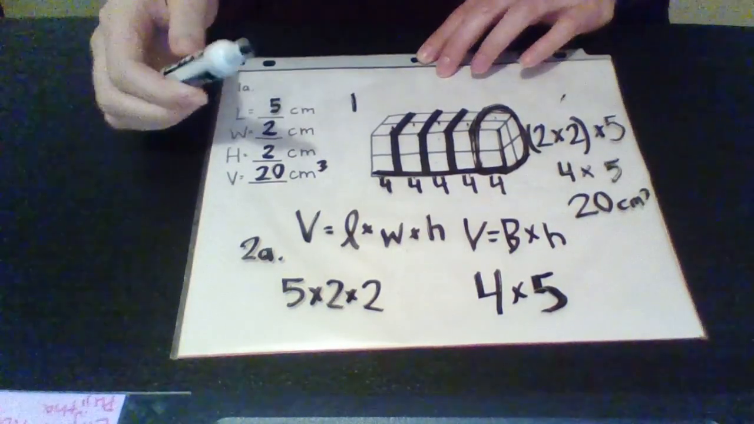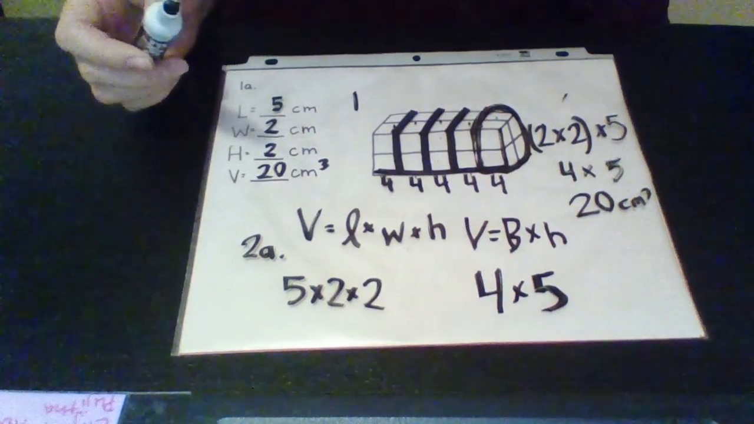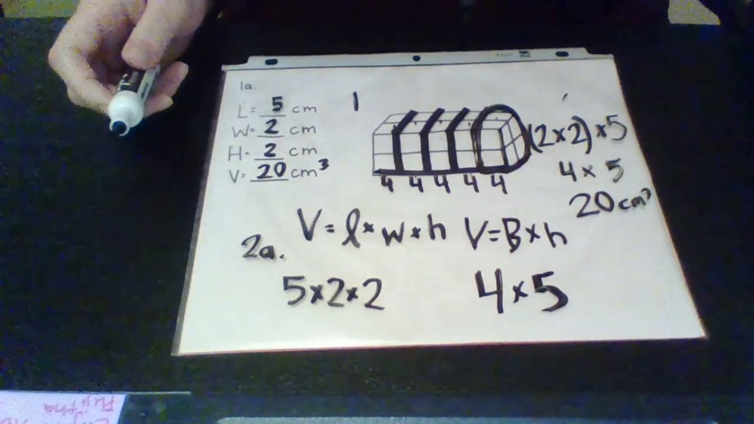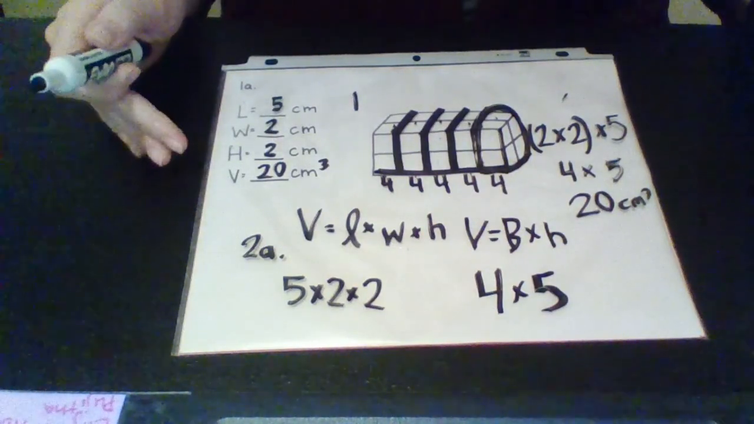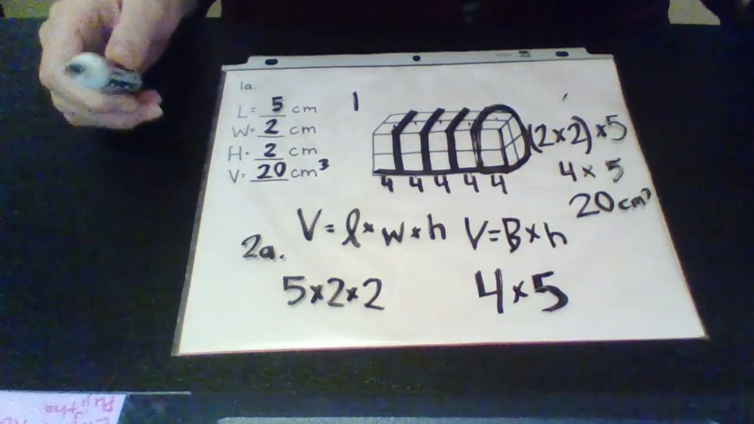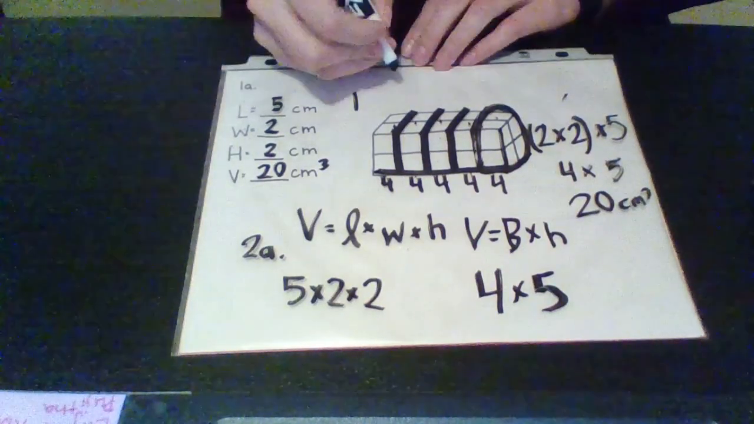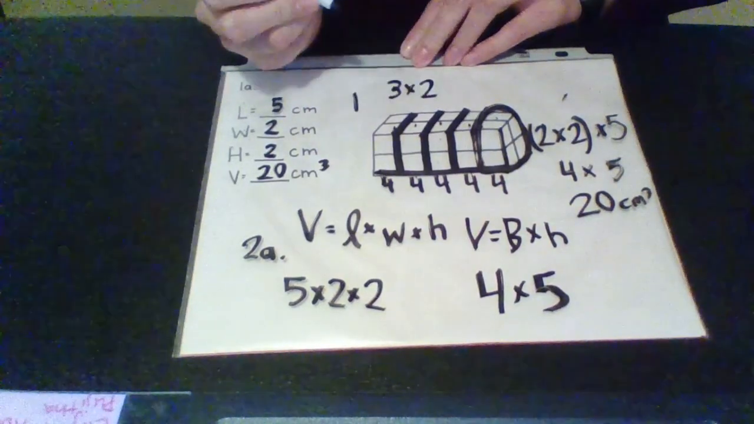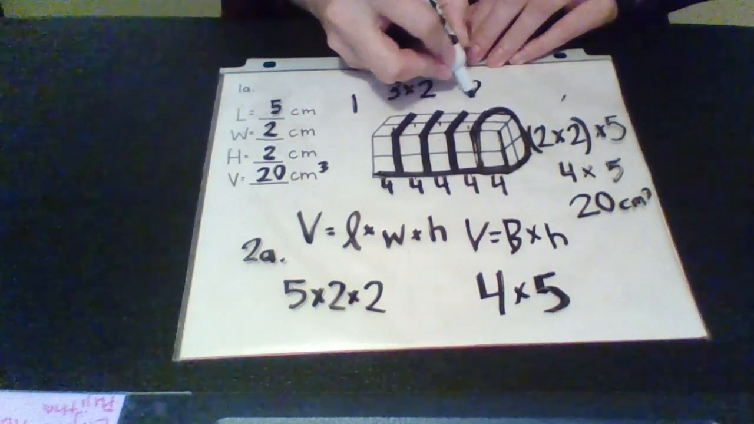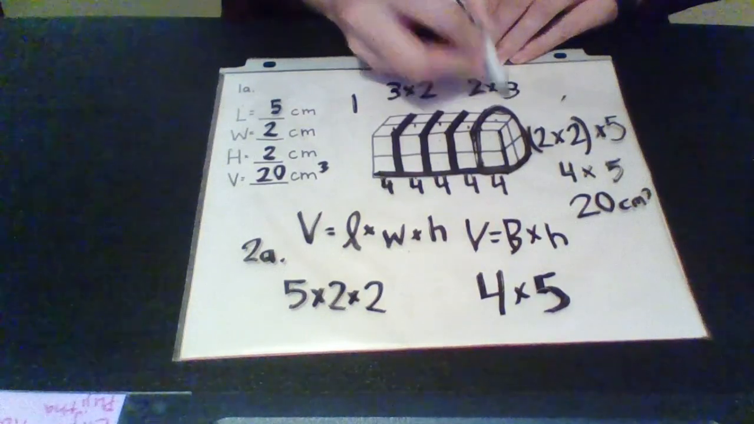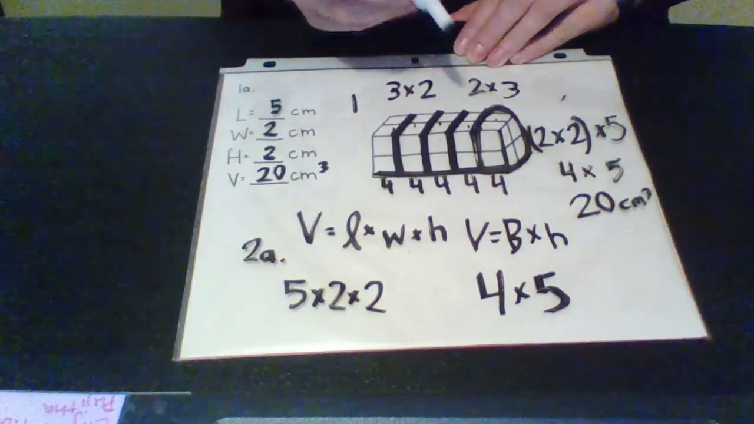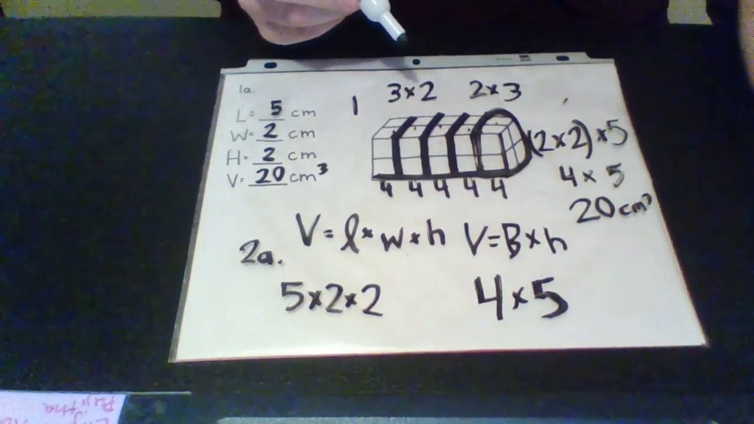The other cool thing when you are talking about finding volume is this idea of commutative property. So we have the commutative property in multiplication, which is saying that if you had a friend who said, I'm going to take 3 times 2, and you say, but I want to take it 2 times 3, you're going to end up with the exact same thing. We can switch it around.